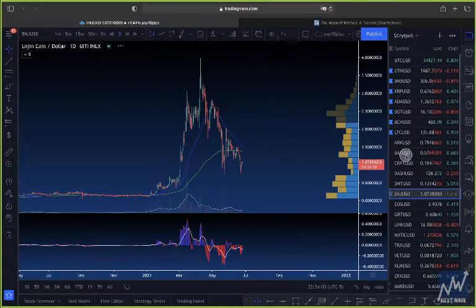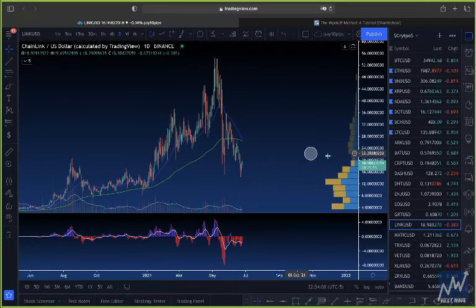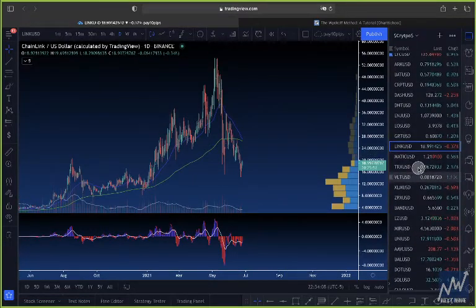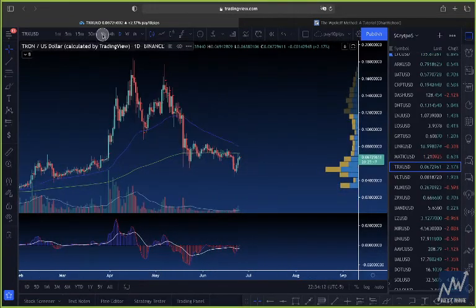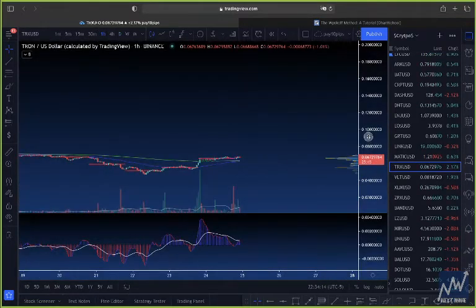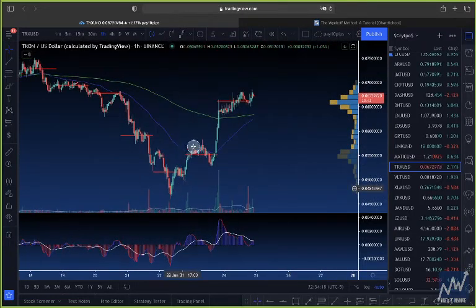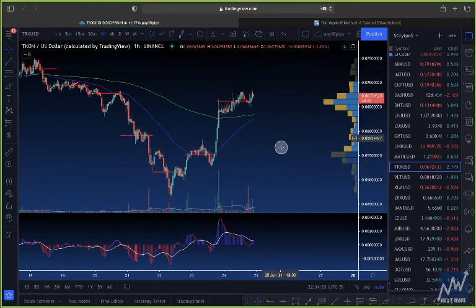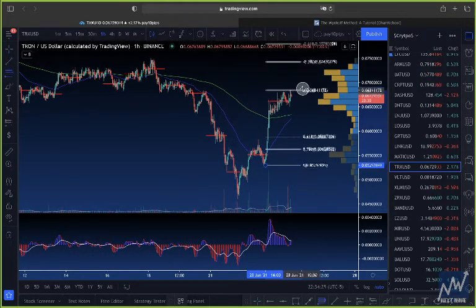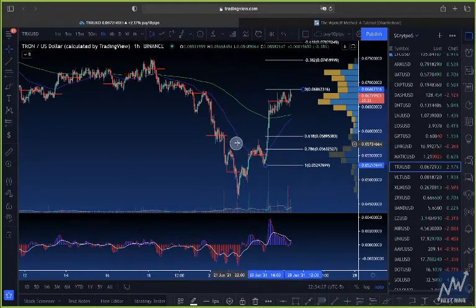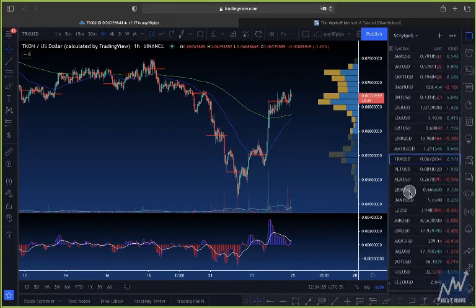ENJ, another great one. Link, where's my link? Link, another great one. Tron's actually starting to move a lot nicer than some of the other ones, to be honest. Tron's already starting to pop out of its bottom, and it's showing signs of strength to go to the upside. So Tron might be one to, I wouldn't say trade it on margin, but let this come down a little bit and look to get into Tron. They've all started to move really nicely.